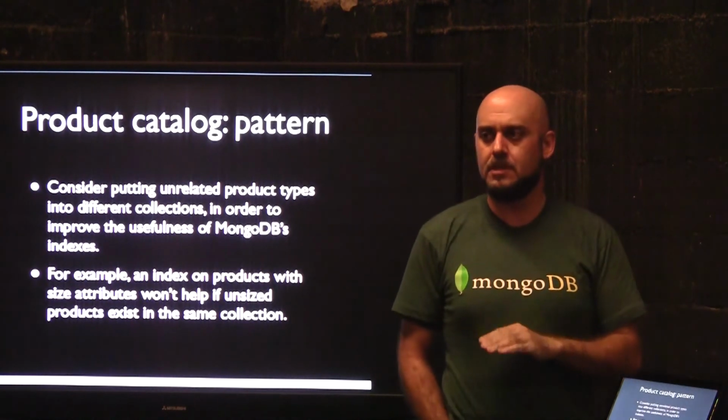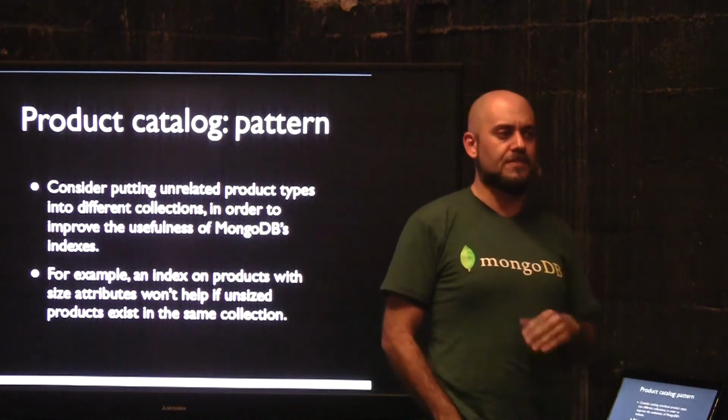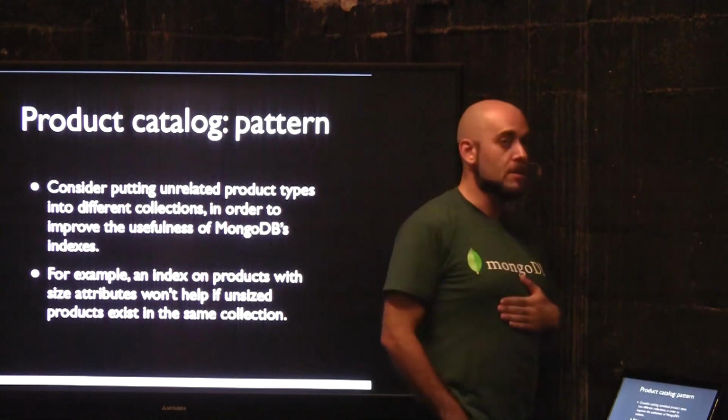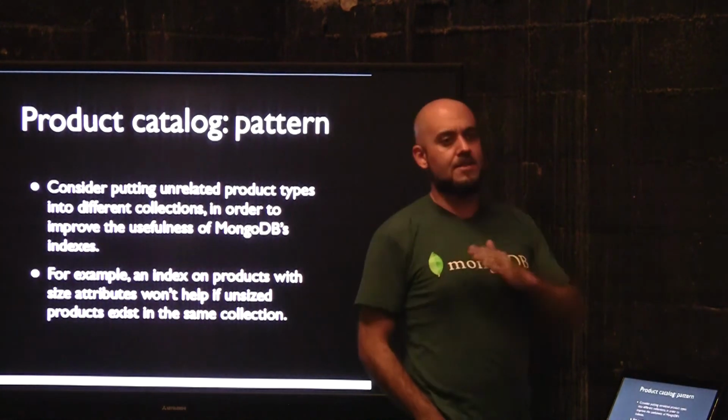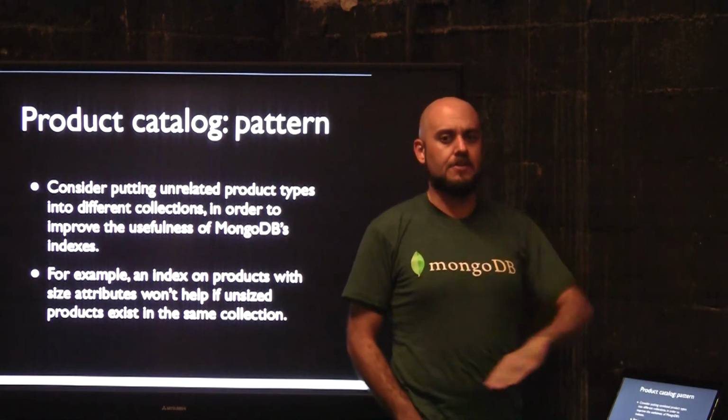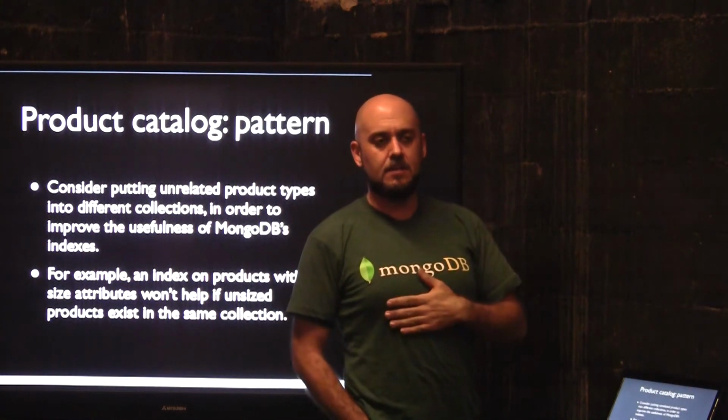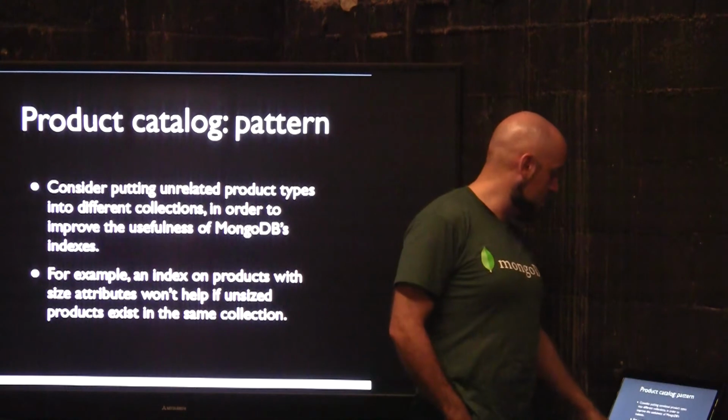Does this point make sense to people? It's a little bit of an implementation detail, but it's also a pattern. And I've seen people try to use one collection for everything under the sun, and indexing, that sort of thing, is very, very hard to do effectively.